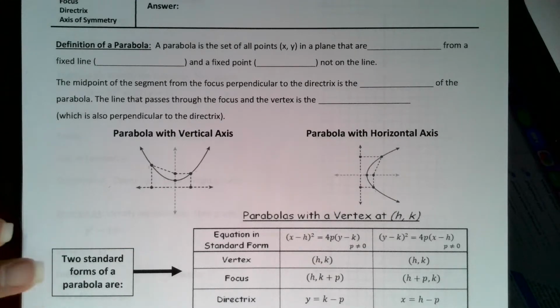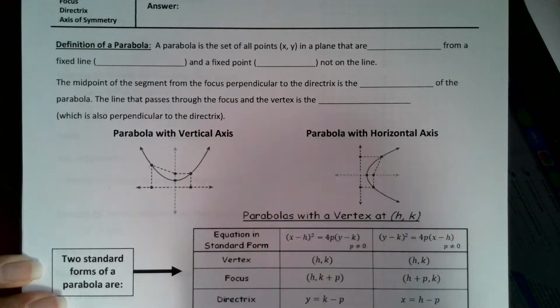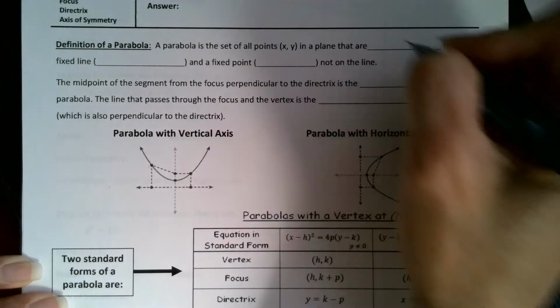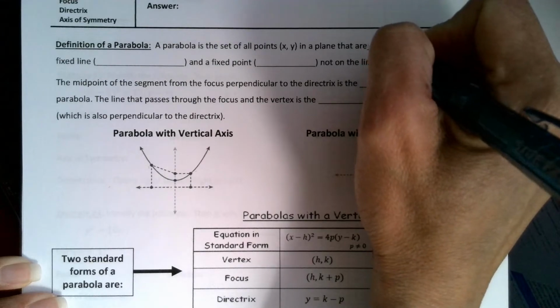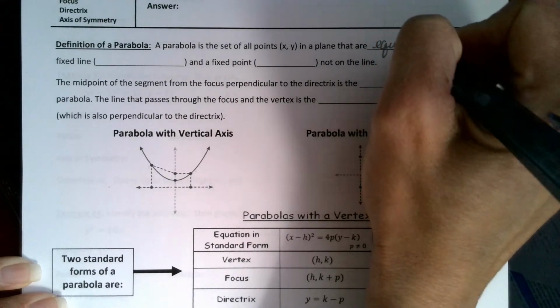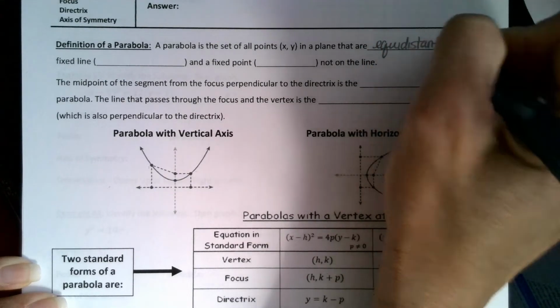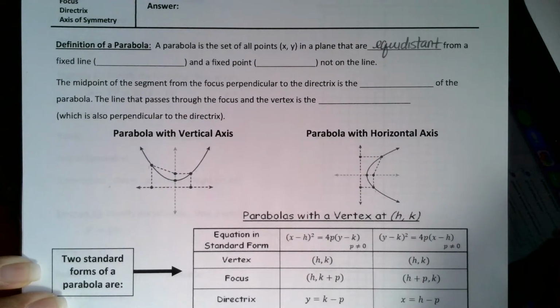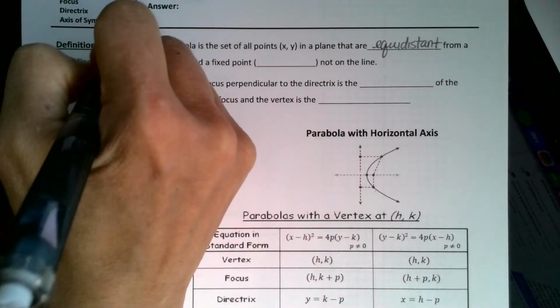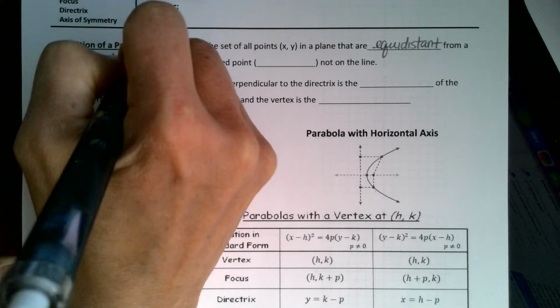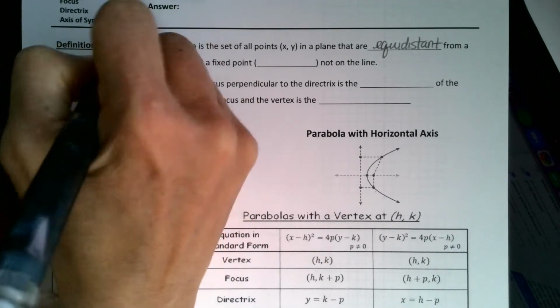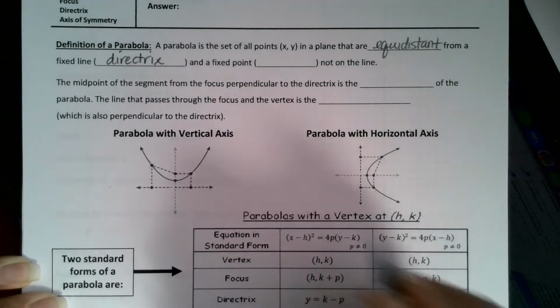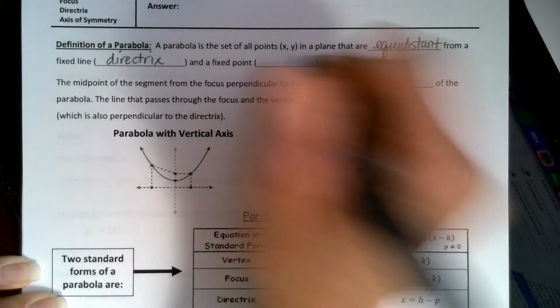Today's lesson is going to be on the last conic we're discussing this unit, and that's called the parabola. A parabola is the set of all points x and y in a plane that are equidistant from a fixed line, and this fixed line we call the directrix, and a fixed point not on the line, and this is called the focus.